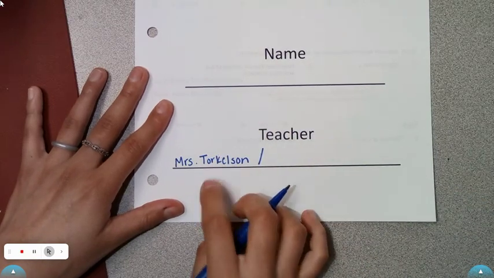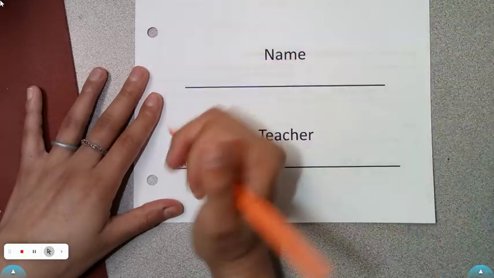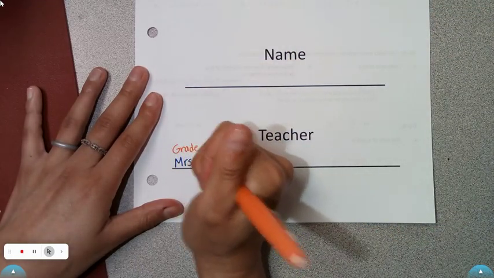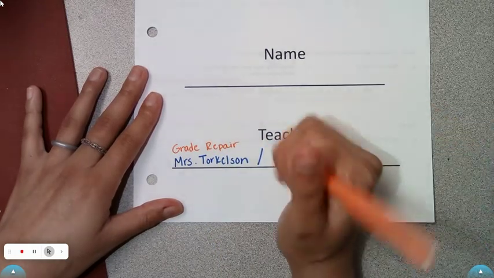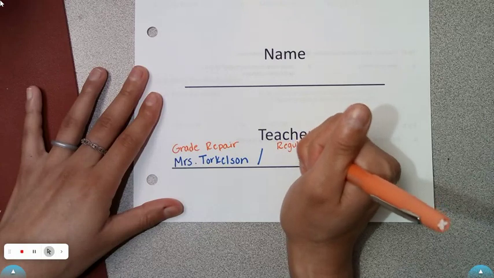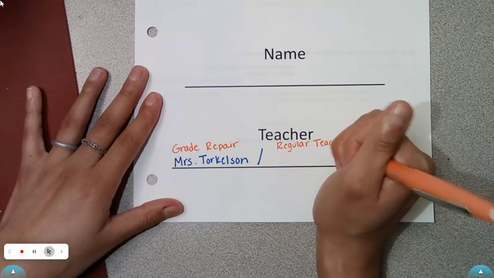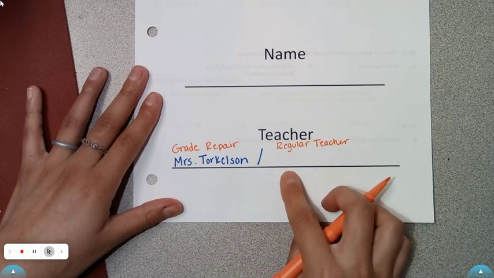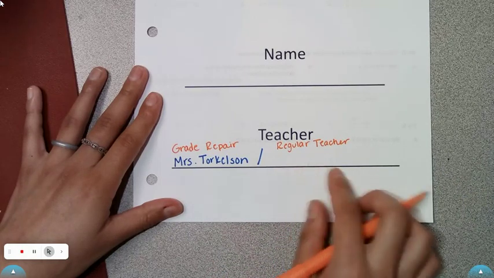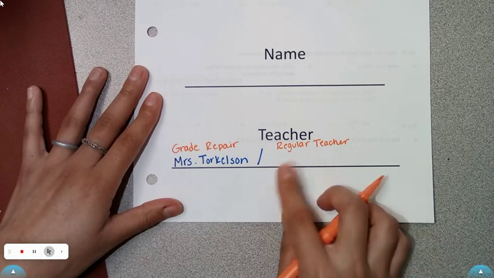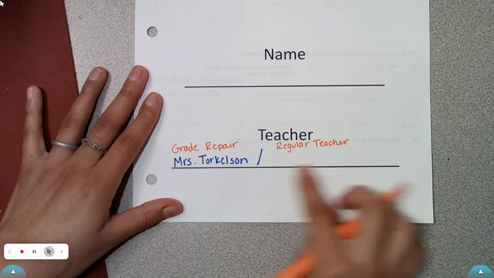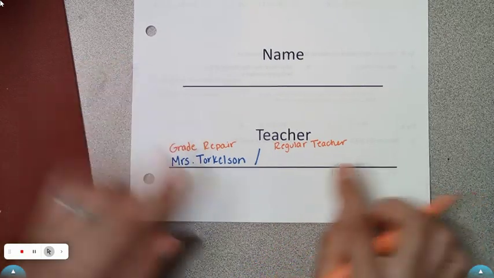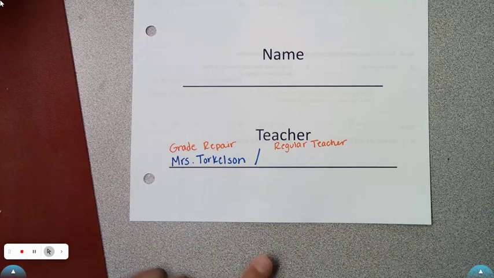Okay, I'm your grade repair teacher, so I'm the one that you will report to about making up your test and turning your packet in. But then, can you also write your regular teacher? So who is your regular math teacher? It could be me, it could be Mr. New, Mr. Lopez, Miss Dew, Mrs. Robinson, Miss Rubio. So whoever your regular math teacher is, write them here. That way you have 2 teachers. Once you've done that, let's go ahead and turn the packet so we can start.